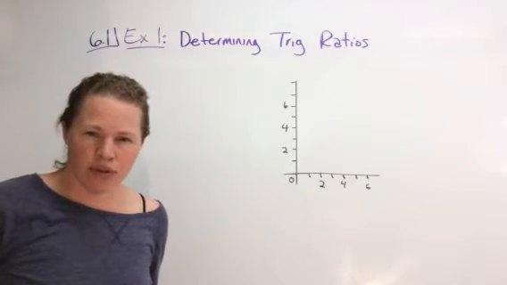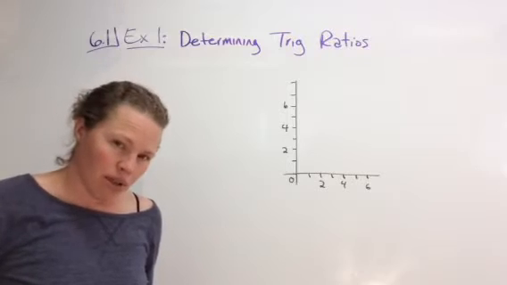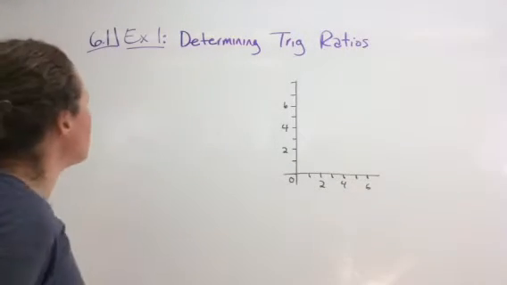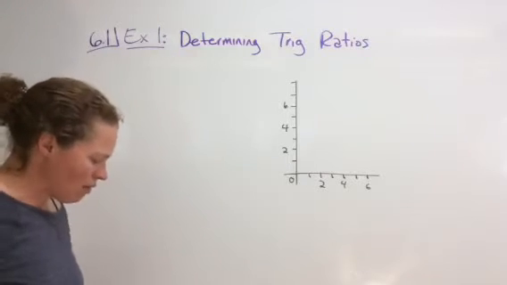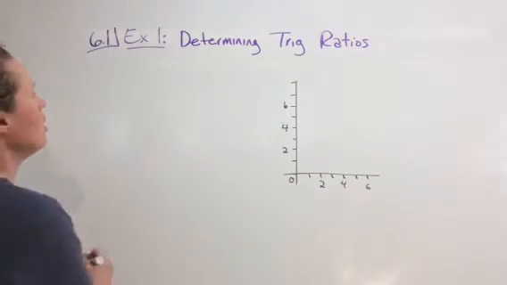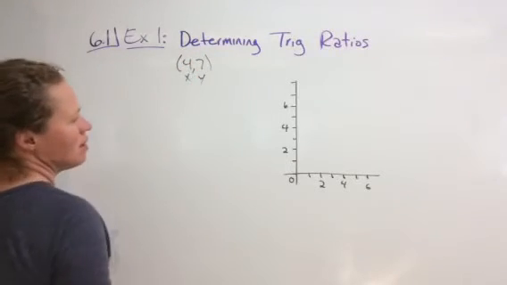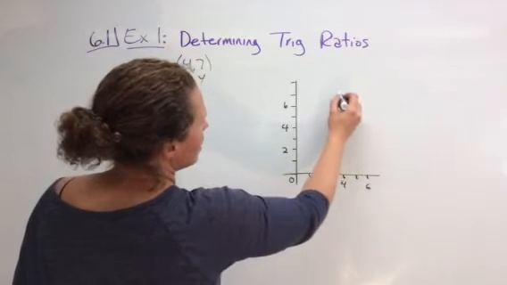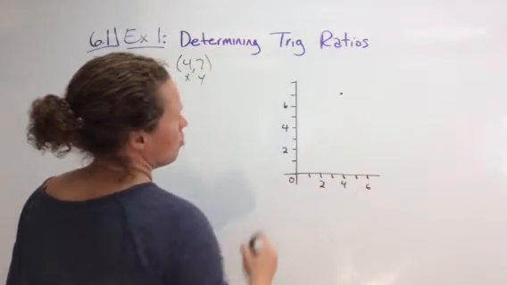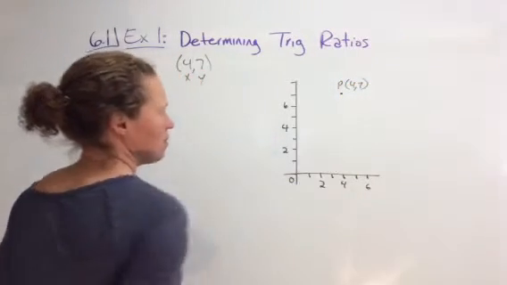So I just gave you a bunch of information in construct understanding, but no numbers to work with. We're going to play with numbers now. In example 1, it tells me that we have a point P at 4 and 7. So if it's at 4 and 7, then my x is 4 and my y is 7. So I can go over to my graph and go 4 over and 7 up and put a point there. There's point P at 4 and 7.